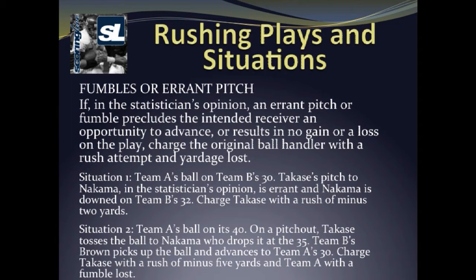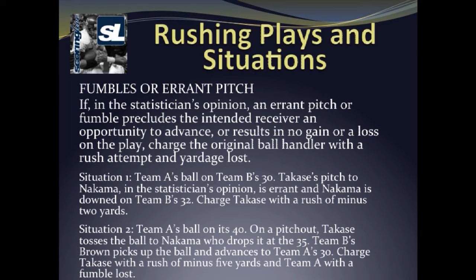Situation 2. Team A's ball on its own 40-yard line. On the pitch out, Takase tosses the ball to Nakama, who drops it at the 35-yard line. Team B, Brown, picks up the ball and advances it. Okay? So in this case, since the pitch was bad, we're going to charge Takase with a rush of minus 5 yards because the ball went from the 40 to the 35. Team B, which is Brown, then picks up the ball and it goes from Team B's 35 to the 30-yard line.